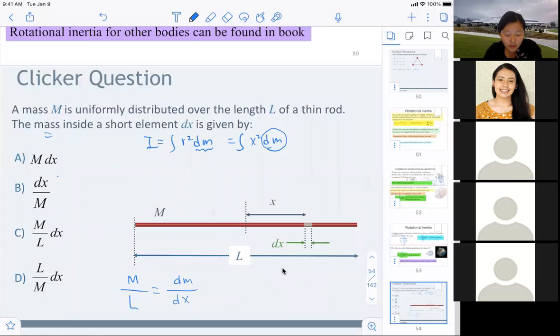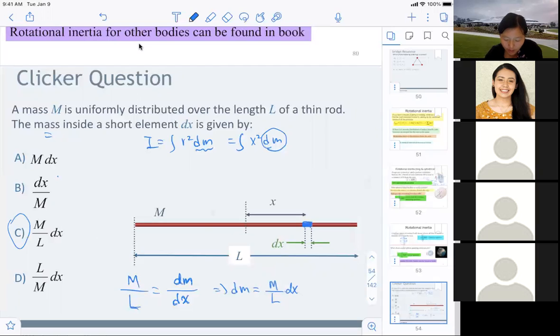So how do we get the mass in that little section, which is right here? We can use this simple proportion idea: if the entire length L gives you the entire mass M, now we're just taking a short distance of dx, how much mass is contained in that short length? That's dm. So our dm is M over L times dx. It looks like C is the correct one.